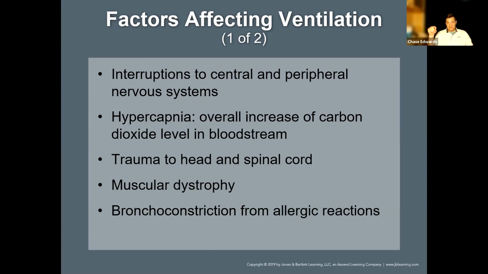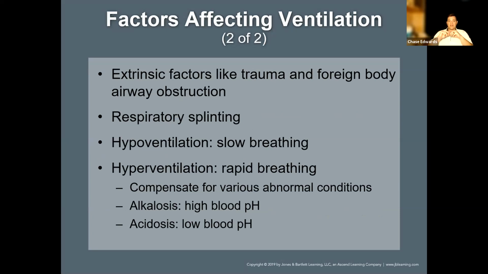Muscular dystrophy causes degeneration of muscle fibers, slowing motor development and loss of muscle contractility. So you'll have issues at that point. Patients with allergic reactions might also experience a decrease in pulmonary ventilation from bronchoconstriction. Some extrinsic factors affecting pulmonary ventilation can include trauma and foreign body airway obstruction. Trauma to the airway or chest requires immediate evaluation and intervention. Blunt or penetrating trauma and burns can disrupt airflow through the trachea and into the lungs.